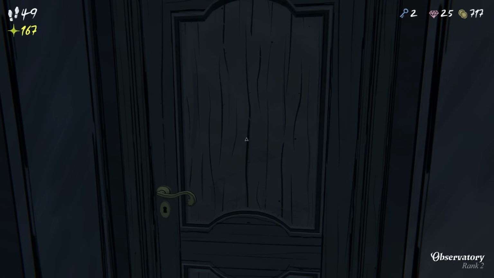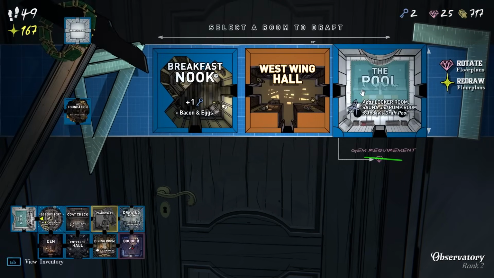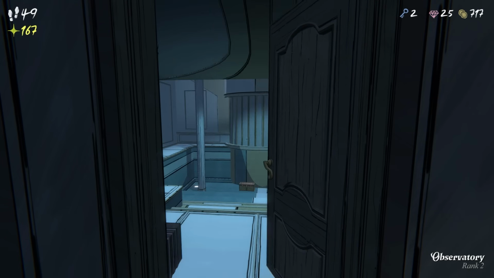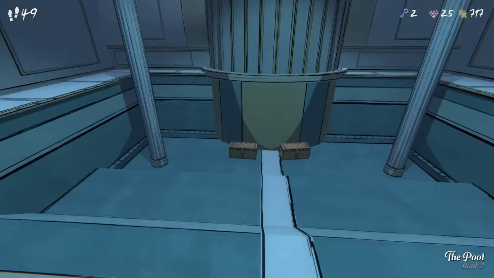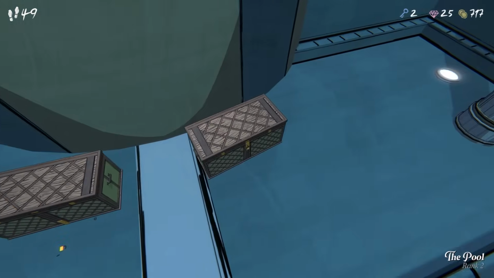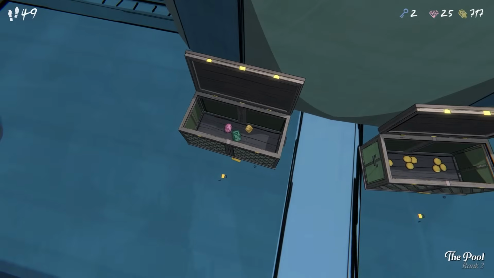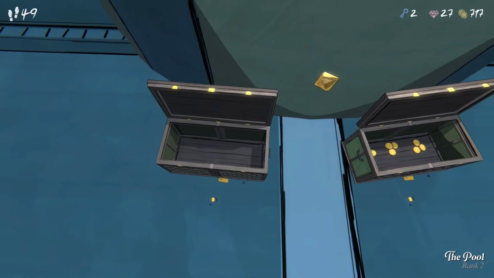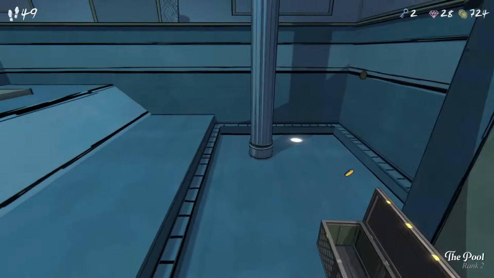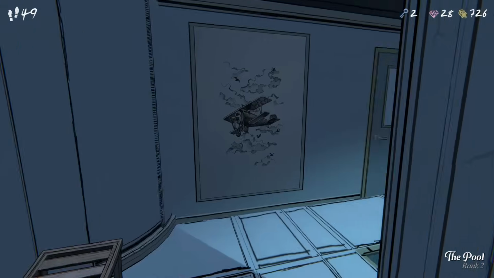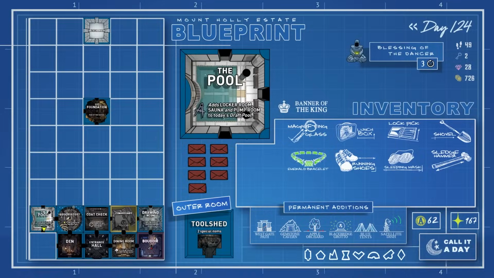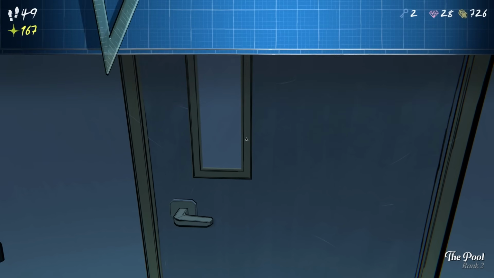Okay, if we dead end here, not the end of the world. Okay, pool I'm cool with. I got the hammer, right? Bang, bang. Okay, fair amount of gems. Fair amount of coins. I have so much money.